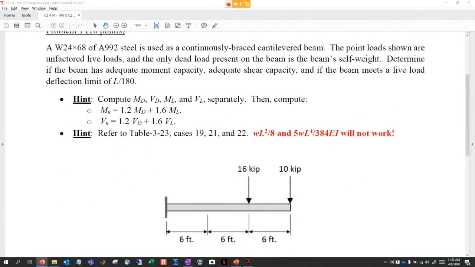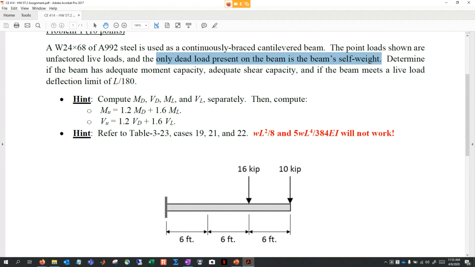This first hint actually really doesn't apply so much if you follow what we just did, because I made it a point to handle this problem like this, to compute the dead load and the live load separately. I guess I should also include the self weight, like the M naught and the V naught. You do need to account for that. But then again, the only dead load present is the beam's self weight. So in this case, MD and M naught are the same, and VD and V naught are the same.